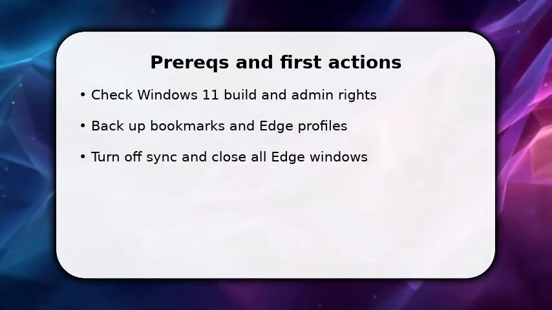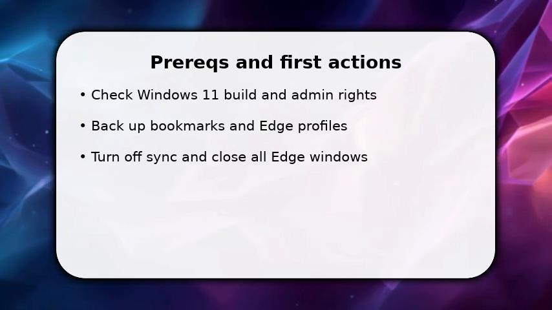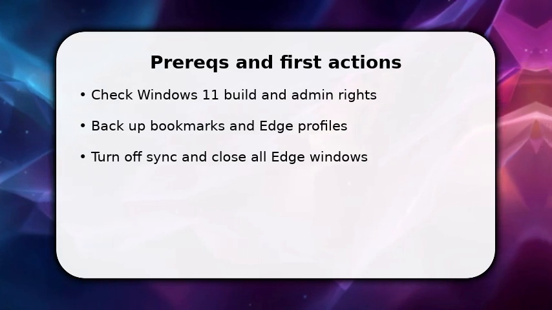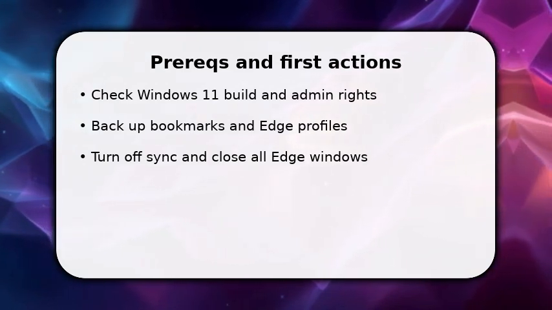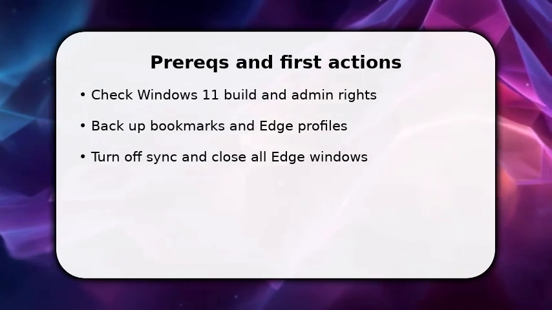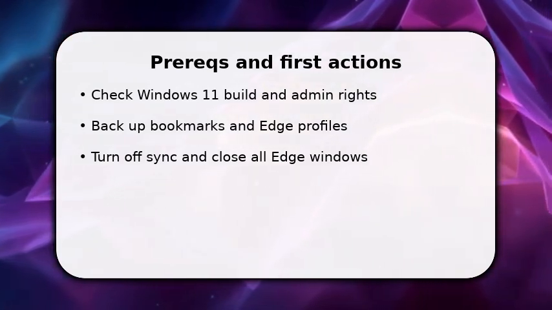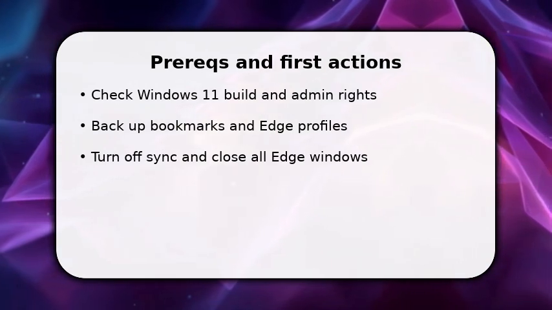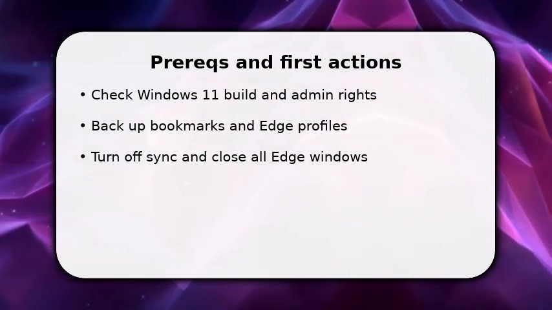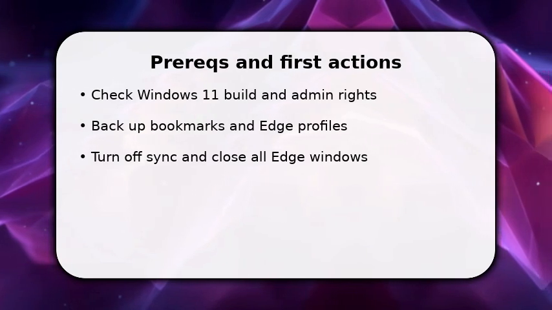You must start by confirming you have an administrator account and the Windows 11 build supports system changes. Once confirmed, backup favorites and export profiles so nothing is lost. Make sure Edge is fully closed. Use Task Manager to end any remaining msedge.exe processes. Then disable sync in Edge settings to prevent cloud restoration. You're now ready to proceed with the removal steps.